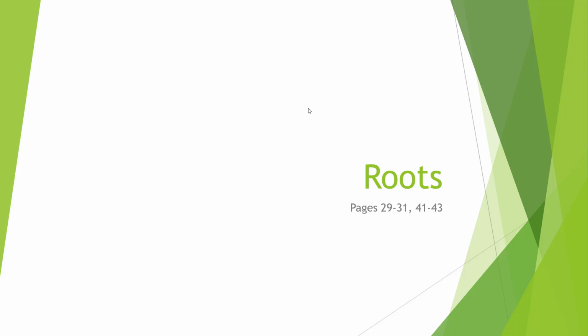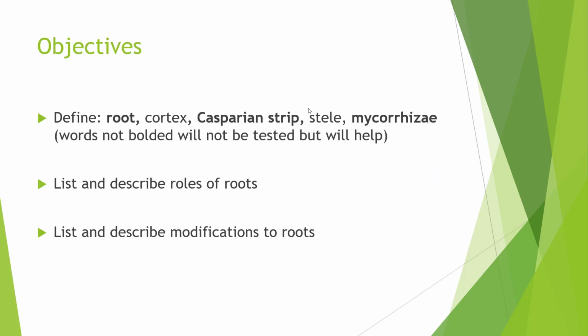Let's get back to our roots. In this lecture, be able to define root, Casparian strip, and mycorrhizae. It will help, but you're not going to be tested on learning such terms as cortex and stele. Be able to list and describe roles of roots, and list and describe modifications to roots. Please note that the last one is going to be an in-class activity.